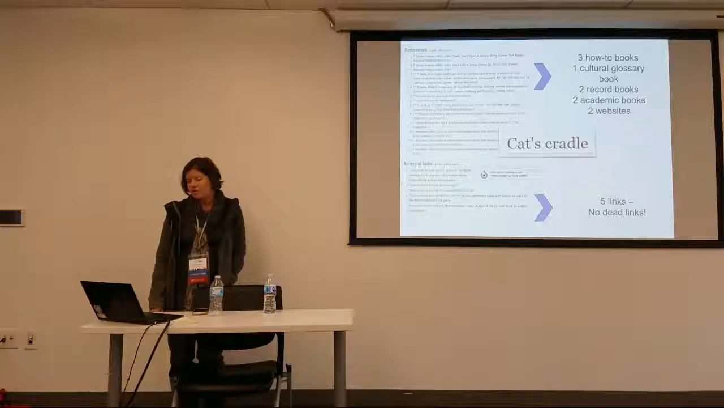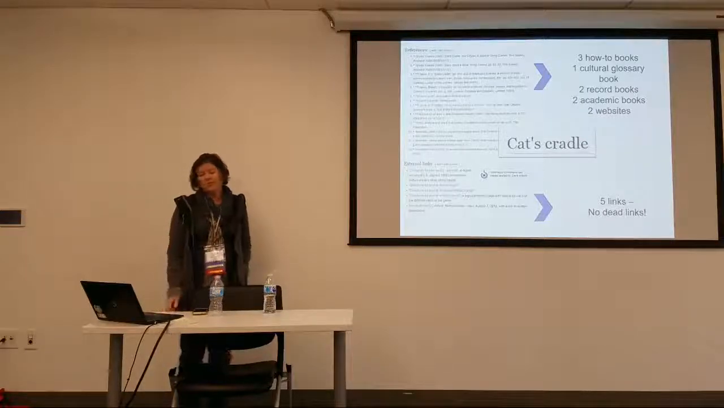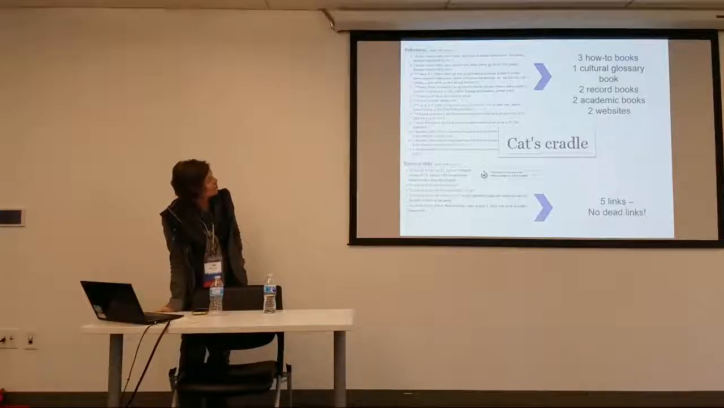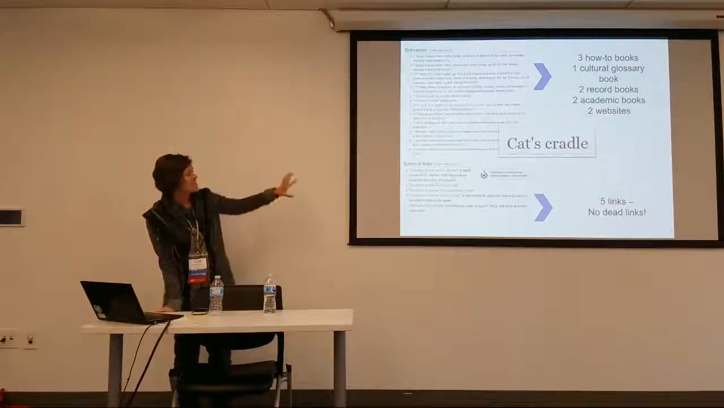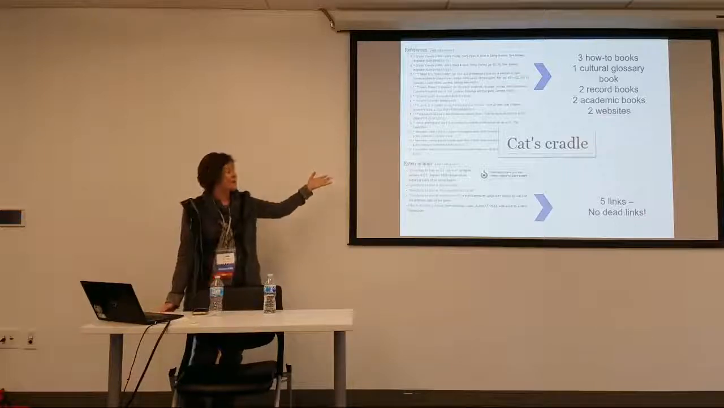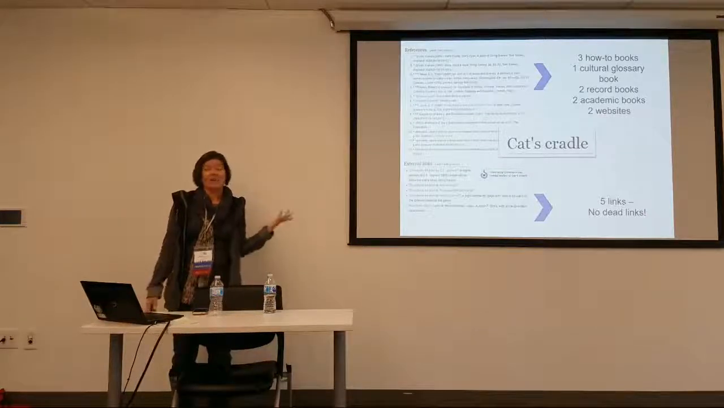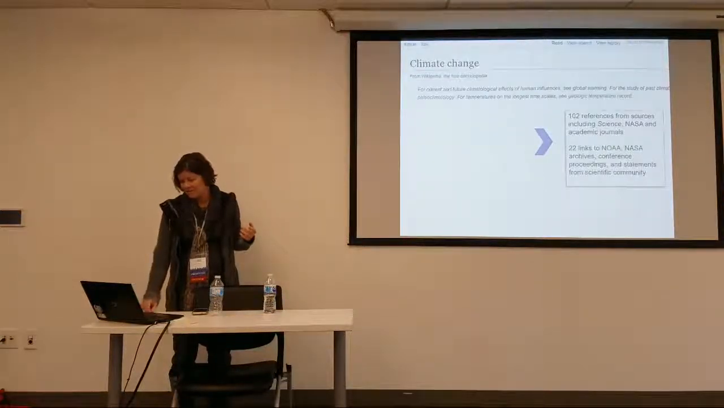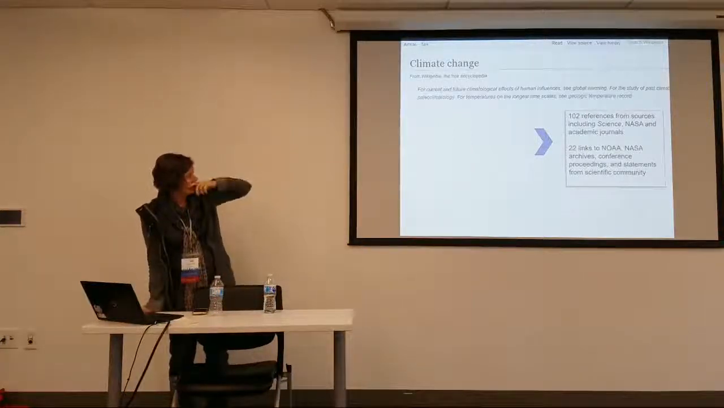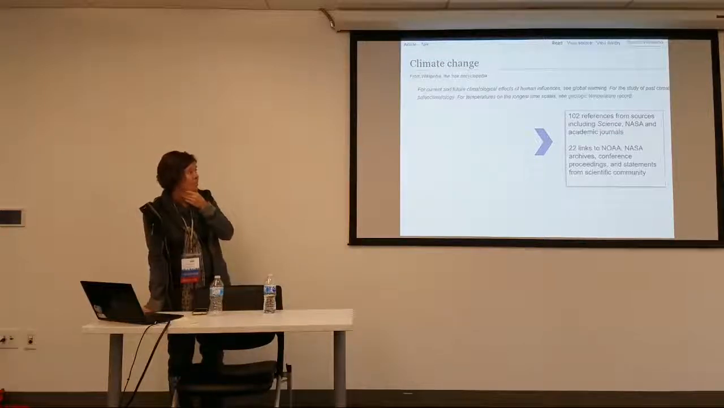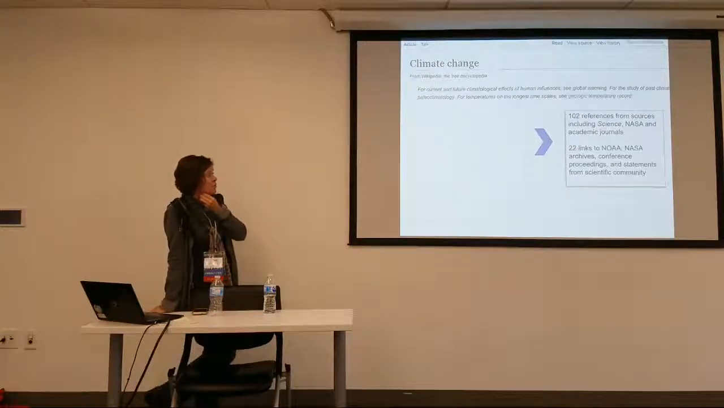So the Cat's Cradle article has 3 how-to books, a cultural glossary book, 2 records books, an academic book, and 2 websites. So it actually has a fair amount of diversity in this unassessed article, and no dead links in the external resources, which is great. Almost amazing, because there are a lot of dead links on Wikipedia. The climate change article has a ton of references and links to pretty authoritative sources.